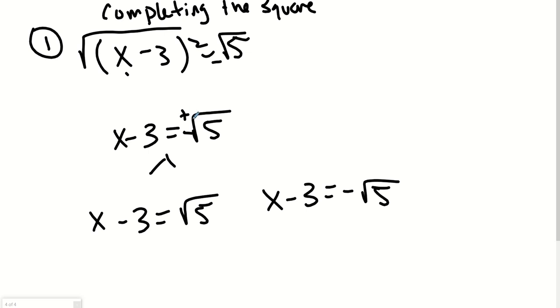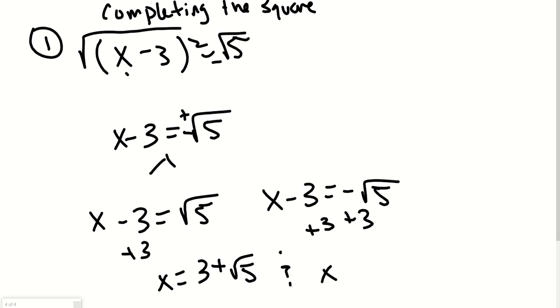Why? Because one is positive and one is negative. So now I have two separate equations. We're going to add 3 here, add 3 here. So x equals 3 plus square root of 5, and x equals 3 minus square root of 5. Okay, so those would be your two solutions.